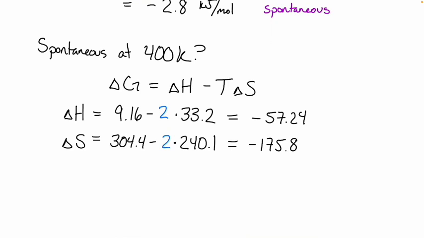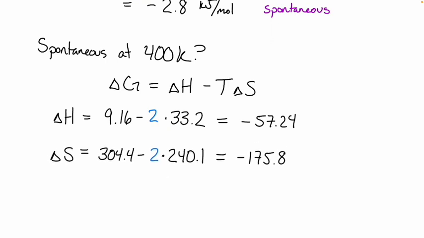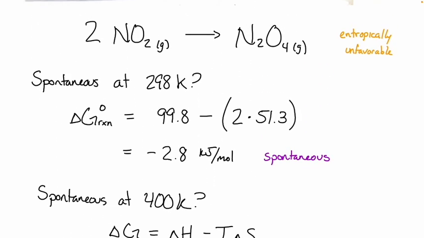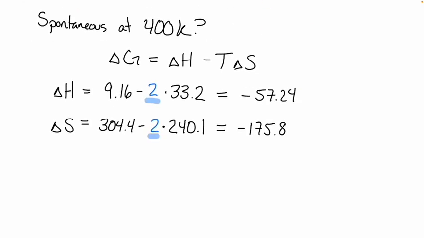So for my calculations here for my delta S, again, you take your products minus your reactants, but because in my balanced chemical equation I have that stoichiometric coefficient of 2 out front of my reactants, I'm going to take those values and multiply them by 2 in my calculation. And so indeed, we get a negative delta S, so this would be entropically unfavorable.